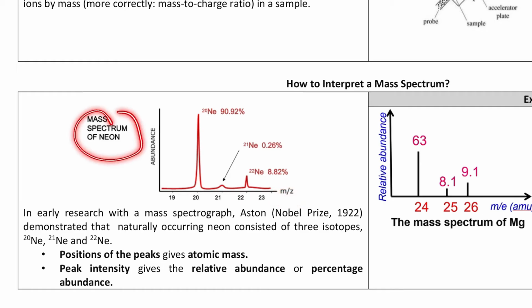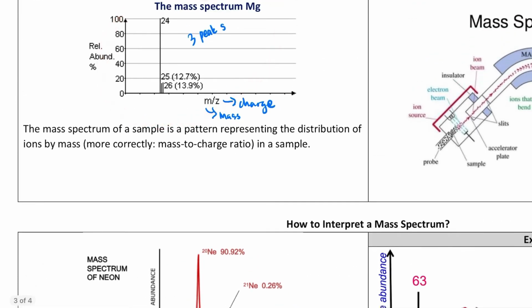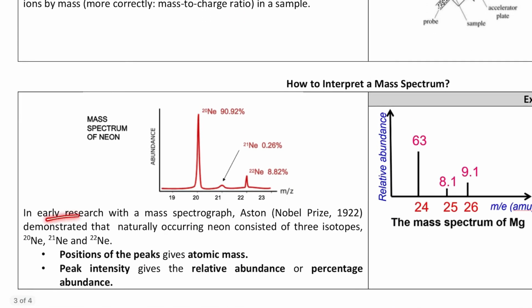Okay, so this is the mass spectrum of neon. Okay, different from yang tadi. This one is mass spectrum of magnesium. Okay, so in early research with a mass spectrograph, Aston, okay, Nobel Prize 1922 demonstrated that naturally occurring neon consisted of 3 isotopes. Ada 3 isotop, neon 20, neon 21 and neon 22. Okay, so dekat sini, kamu sepatutnya dah boleh tanya diri kamu, macam mana dia tahu ada 3 isotop? Okay, dia tahu pula neon 20, neon 21, neon 22.